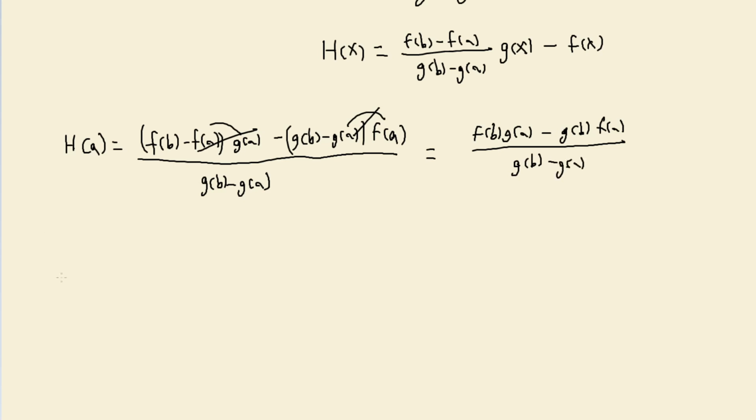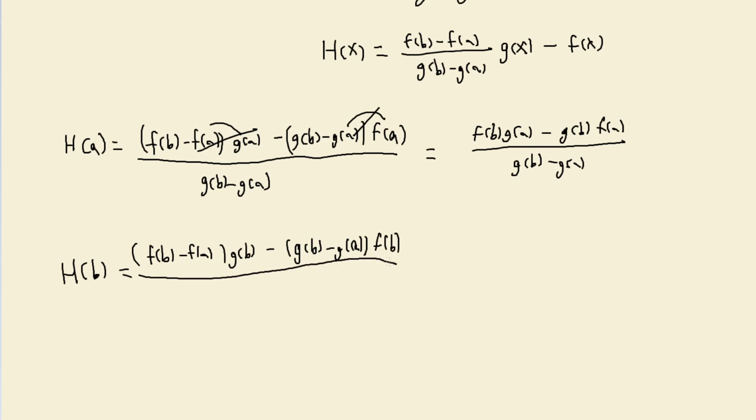And what happens to the function when we evaluate it at the point b? Well, if you carry out the same exact process, but you place b in for x instead of a, you'll get f of b minus f of a times g of b here, and we would get g of b minus g of a times f of b here, and we would divide this entire function by g of b minus g of a. That's just inputting b in for our x values in this expression.